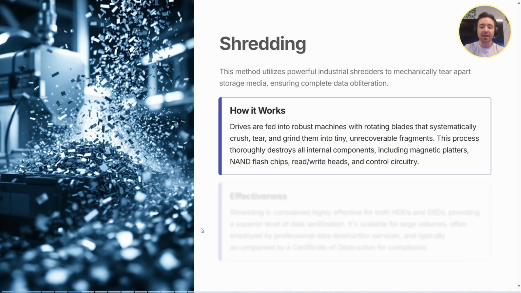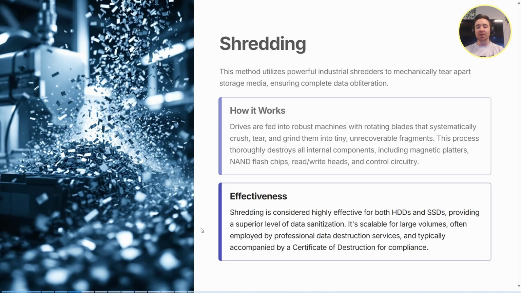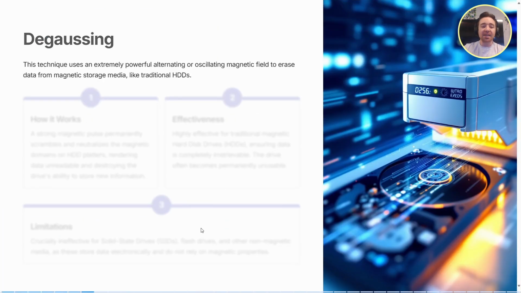The next one, shredding, you're a corporation, you've got a bunch of drives you want to get rid of, and you either have your own equipment or you're going to pay someone else to do it for you. And then we've got degaussing. Now, this technique uses an extremely powerful alternating or oscillating magnetic field to erase data from magnetic storage media like traditional HDDs. Now, here's the key.